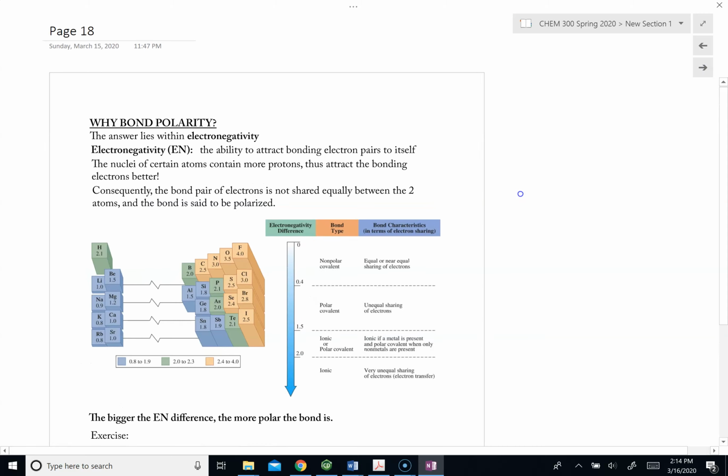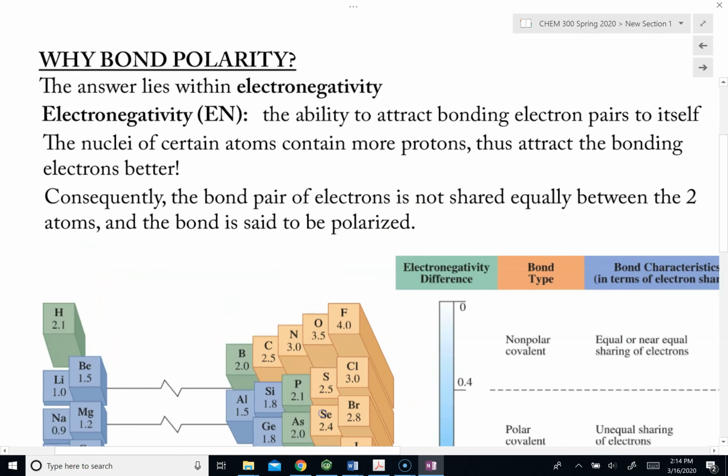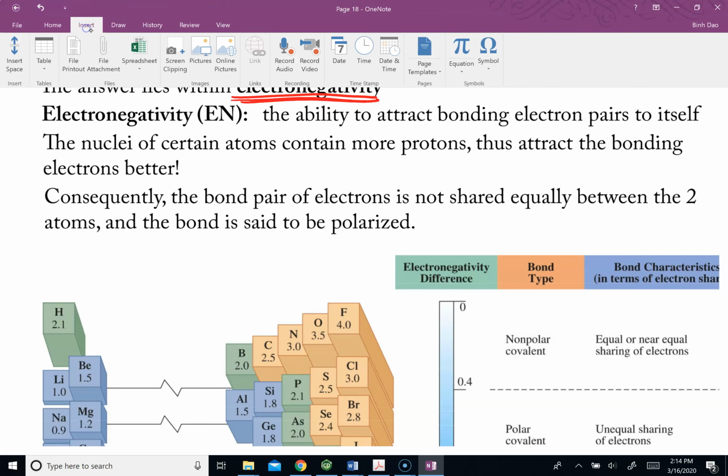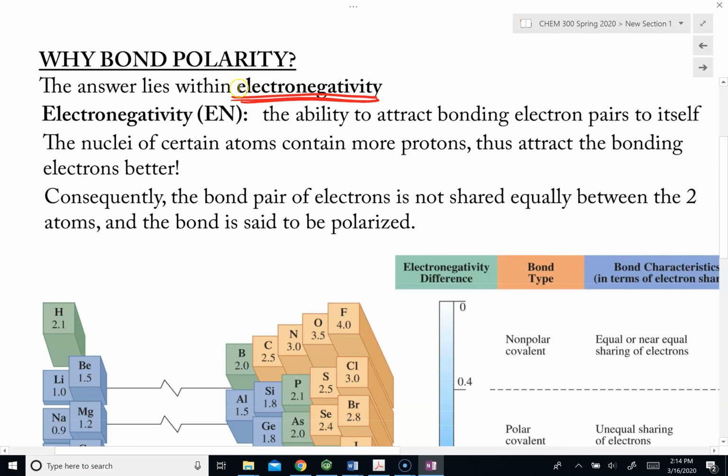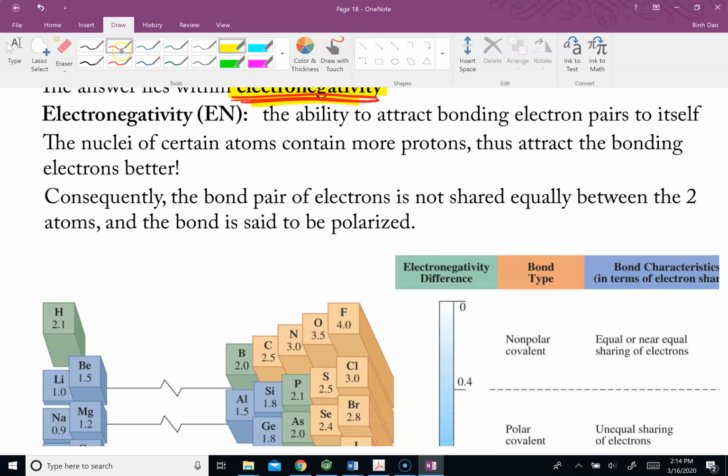So why bond polarity? Where did this bond polarity come from? The answer lies in a topic that is really important that we refer to as electronegativity. Again, electronegativity is a really important topic here in chemistry, and a lot of the time this topic is the underlying explanation for many behaviors that we see in chemistry. So make sure you know what electronegativity is and understand where it comes from.